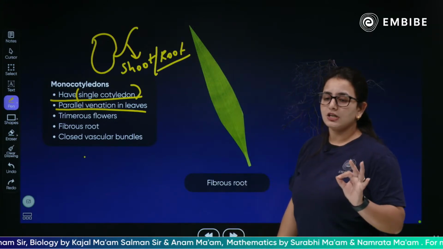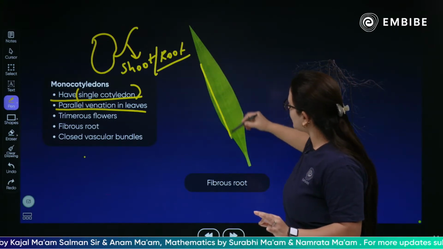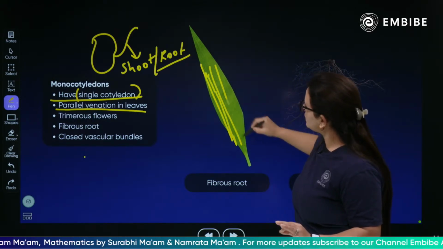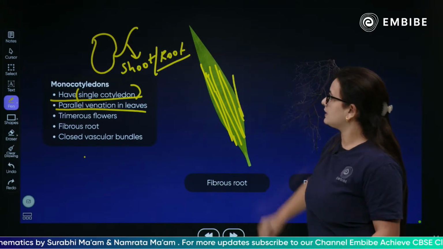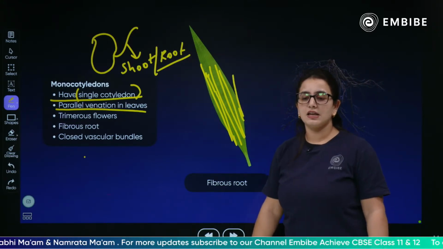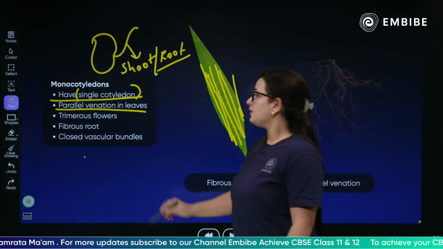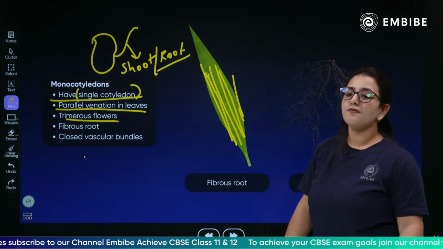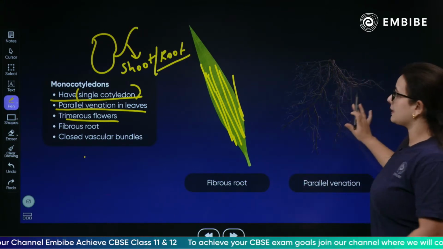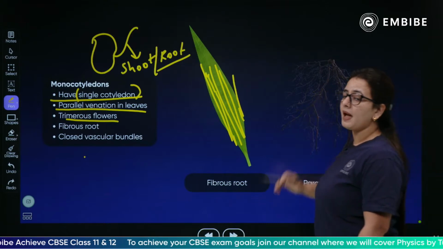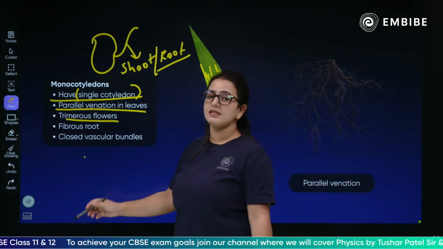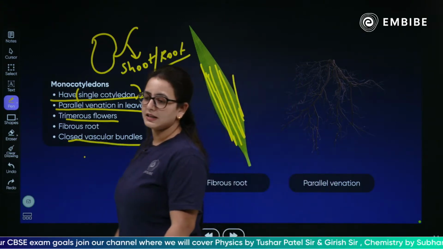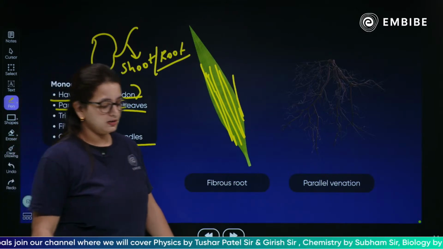Having a parallel venation means the veins on a leaf are arranged parallel to each other. Yes, so this is parallel venation in leaves, and they have trimerous flowers and a fibrous root system. Typically they do not have a cambium ring between the xylem and phloem, and that is why they are known as closed vascular bundles.